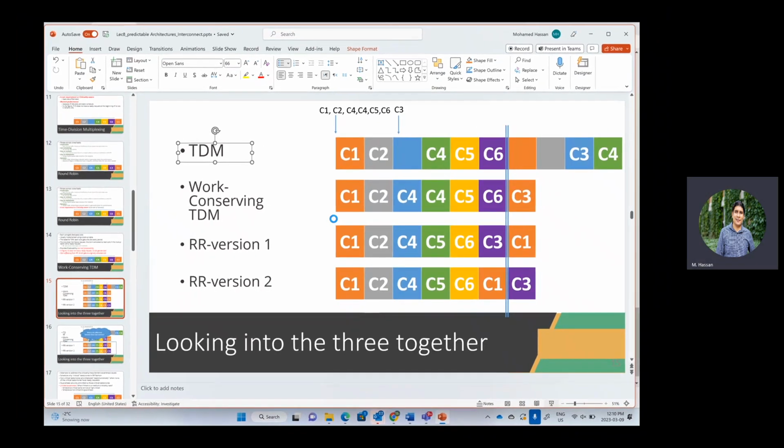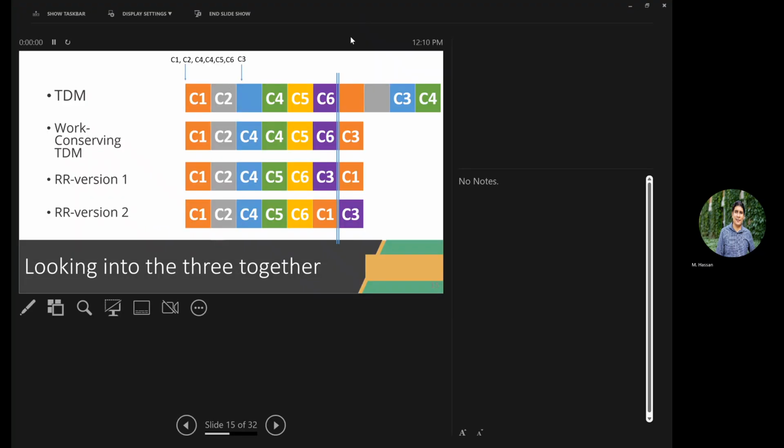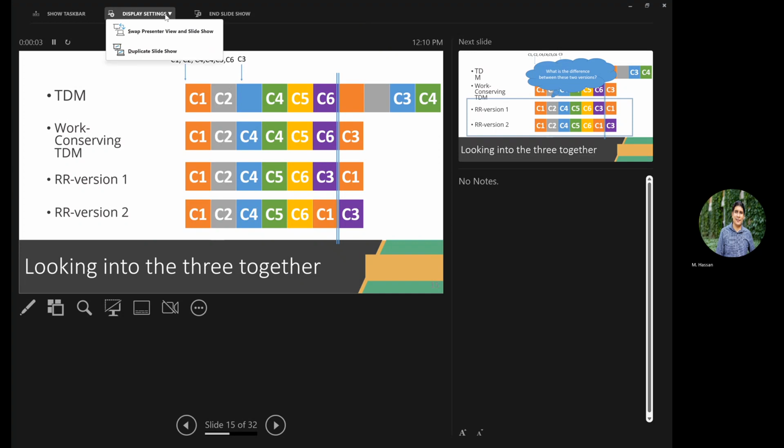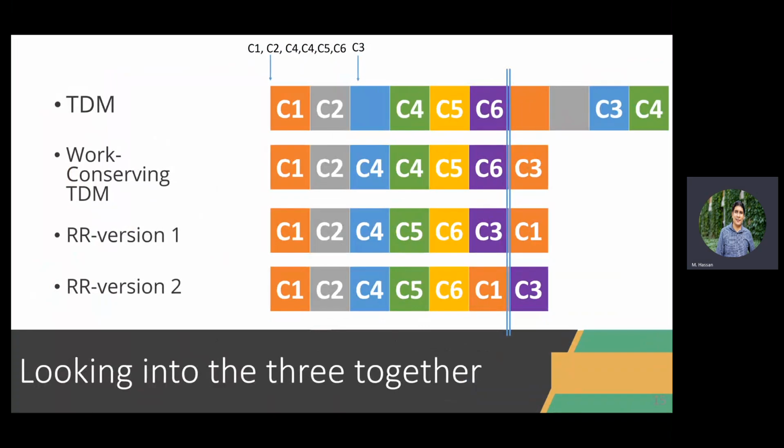Okay, so in this example, even if I lost you in any of these theoretical explanations, you still have a chance to understand this by looking at the example. So let's go through the example together and then we'll conclude the lecture. I list all four: TDM, work conserving TDM, and then round robin. I have here two versions of round robin, which I will send to you. But let's have an example.